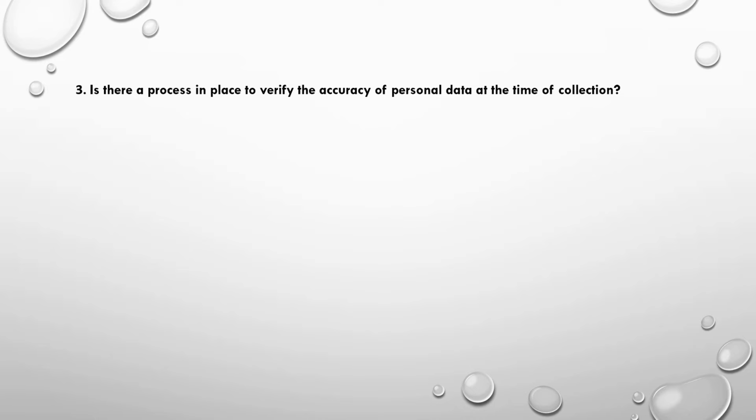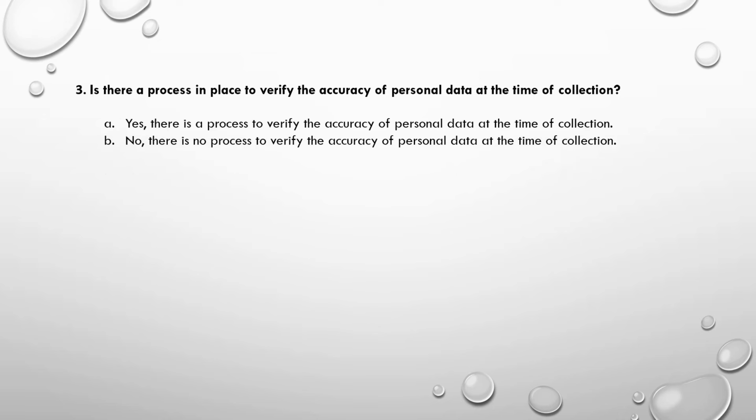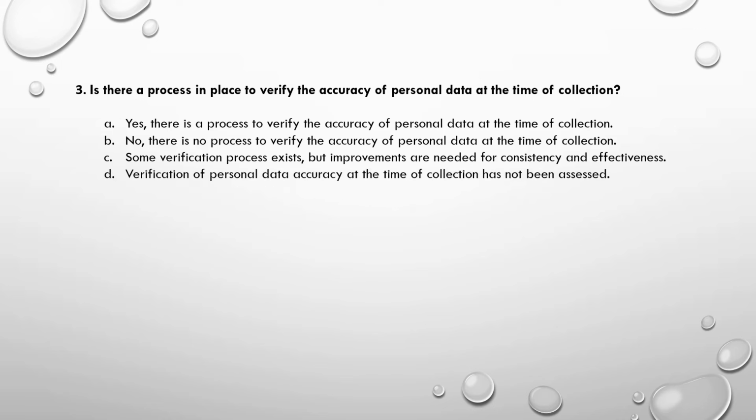Let's see, the options are: option A, yes, there is a process to verify the accuracy of personal data at the time of collection. Option B, no, there is no process to verify the accuracy of personal data at the time of collection. Option C, some verification process exists, but improvements are needed for consistency and effectiveness. Option D, verification of personal data accuracy at the time of collection has not been assessed.